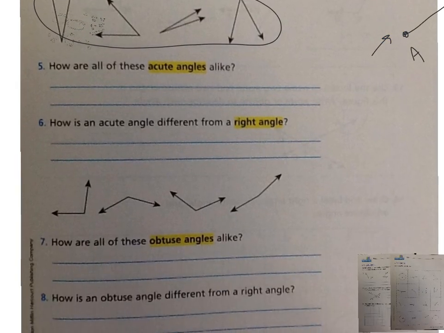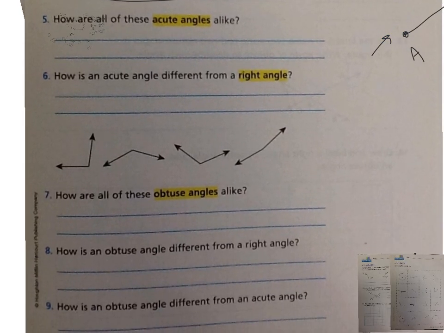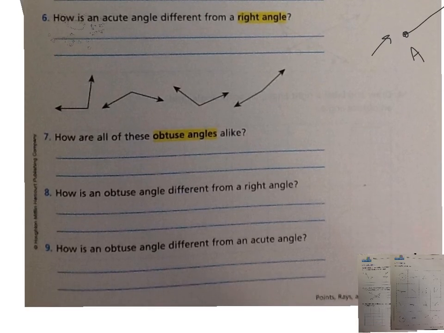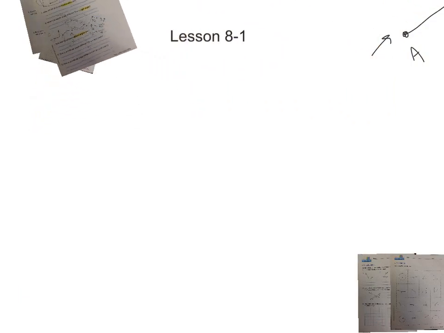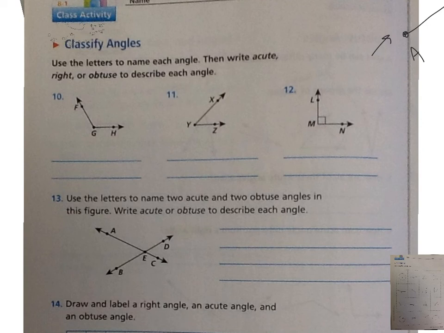And then obtuse angles are all more than 90 degrees. And how is an obtuse different from a right angle? An obtuse is different from a right angle because it is more than 90 degrees. And how is an obtuse angle different from an acute angle? It opens up wider and goes more than 90 degrees, as an acute angle closes shorter, or closes almost, and it is less than 90 degrees. So I kind of did those for you. I know we're moving quickly because you're going to have to cut some stuff out at the end.